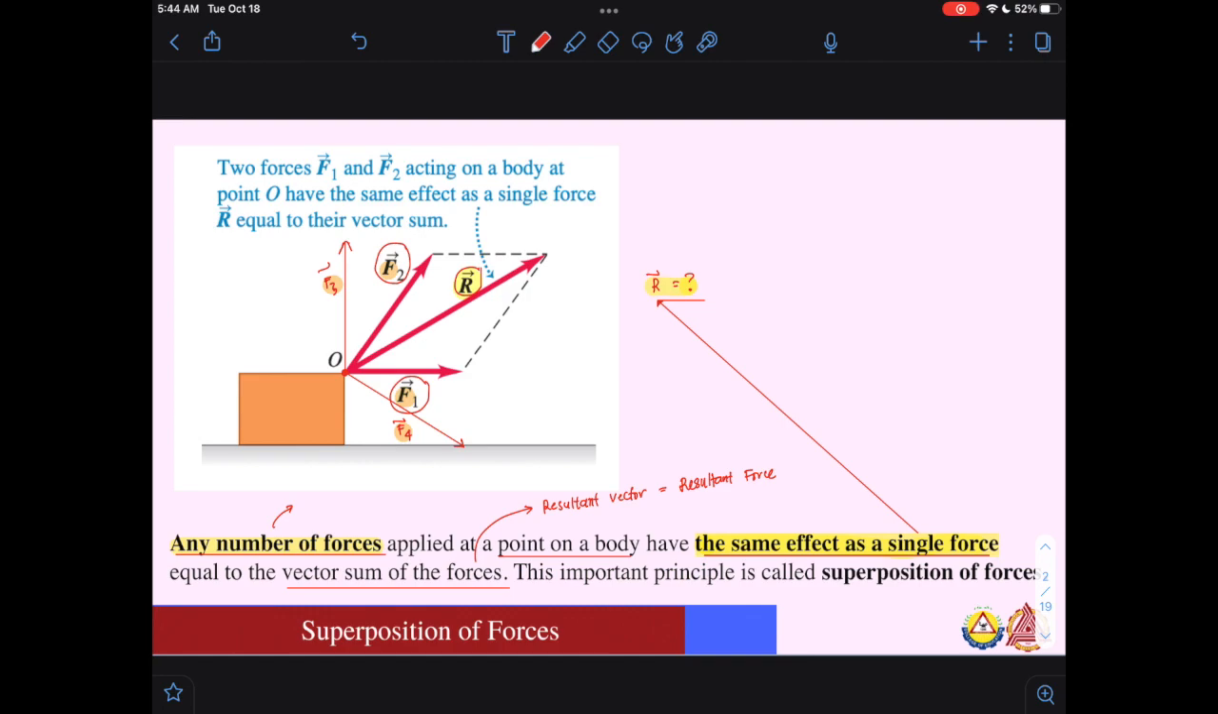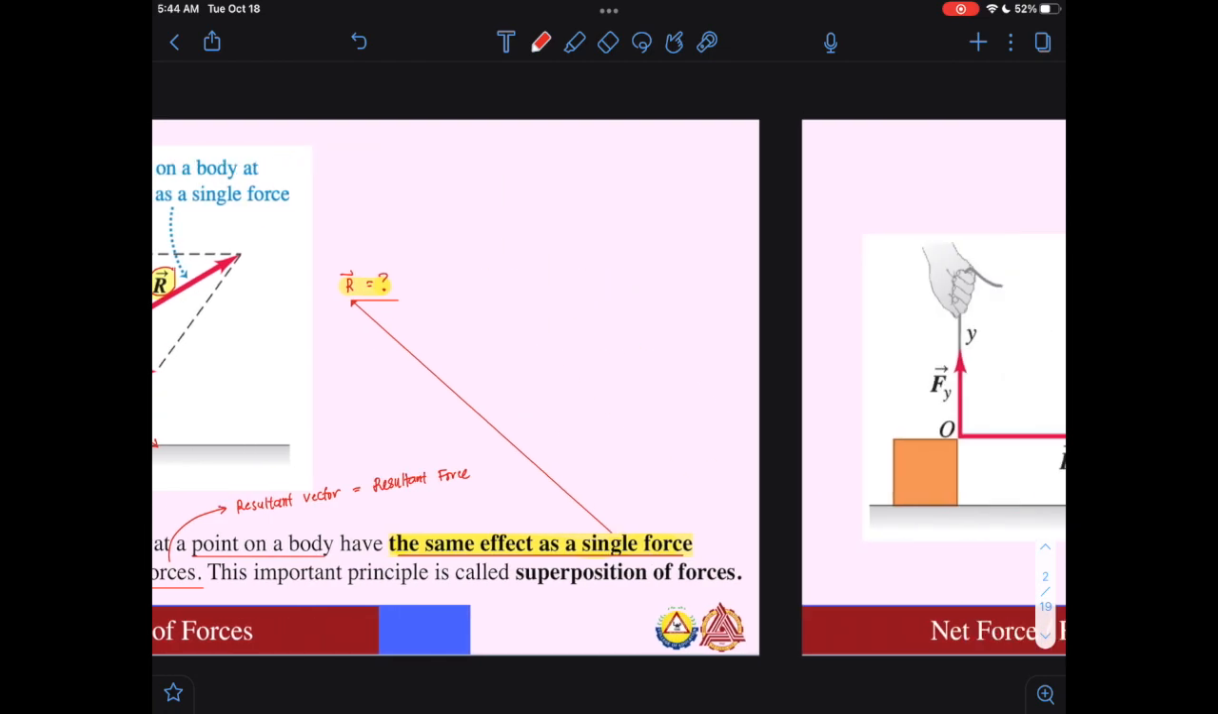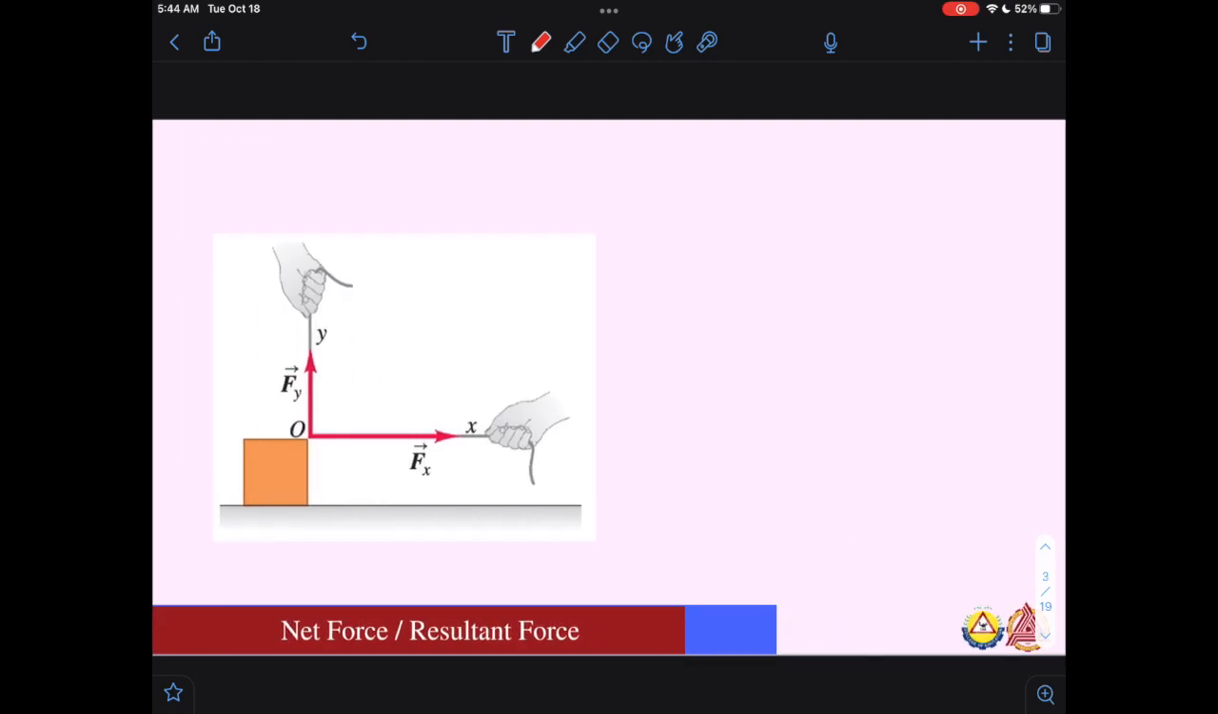Okay, so another concept that you have to understand is the concept of net force or resultant force. Again, this is just the same thing or closely related with the previous slide and also with our previous discussion. Now, take for instance, you are pulling the box. Okay, you are applying the force on this box at the same point, meaning at point O.